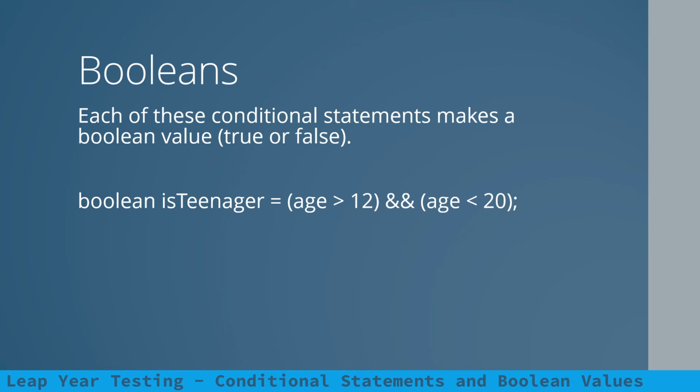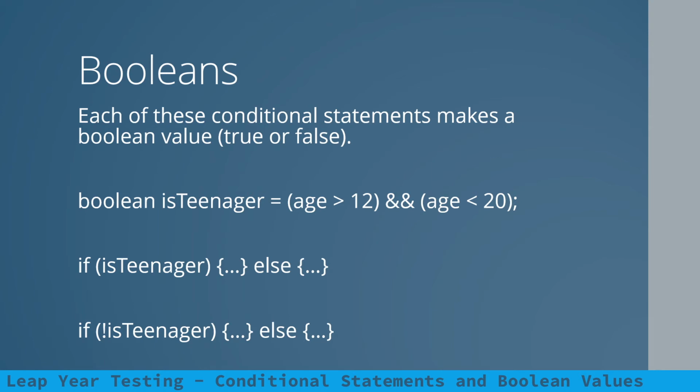So if, let's say, their age was 15, that's greater than 12, and it's also less than 20, that would be true overall, and the isTeenager variable would hold the value true. And if the person was 40, it would be greater than 12, yes, but not less than 20, and so that would be false overall. isTeenager would be false. So we can use this with if statements in our programs. If isTeenager, that is, if that's true, then run some code, otherwise run some other code. Or we can flip it around using that not operator again. If they're not a teenager, if not isTeenager, run some code, otherwise run some different code.